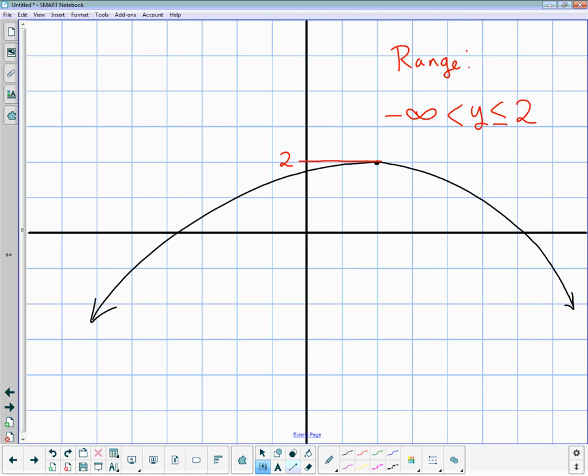Y less than 2. Fantastic. All right, good. You guys are on a roll today. Fantastic. Awesome. So both of those would work: y's less than 2 and y's between negative infinity and 2. Right. Good stuff. All right, so let's talk about domain.